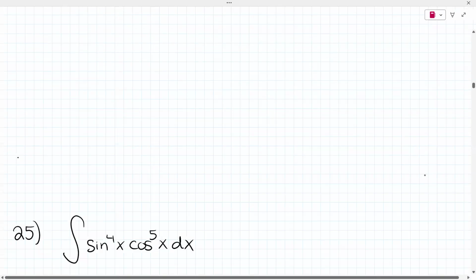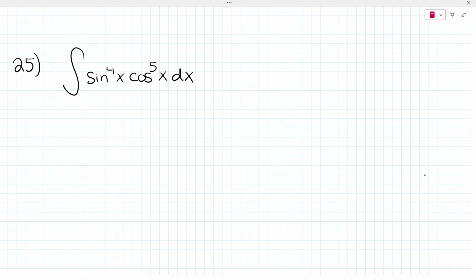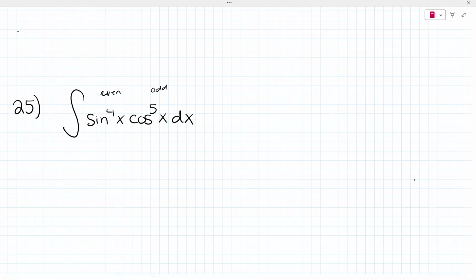Okay, let's move on to 25. So we have the integration of sin fourth x times cosine 5 of x dx. We're dealing with trig, and if you look at it more carefully, we have 4, which is an even, and we have 5, which is an odd, right? So odd cosine means u is sine.